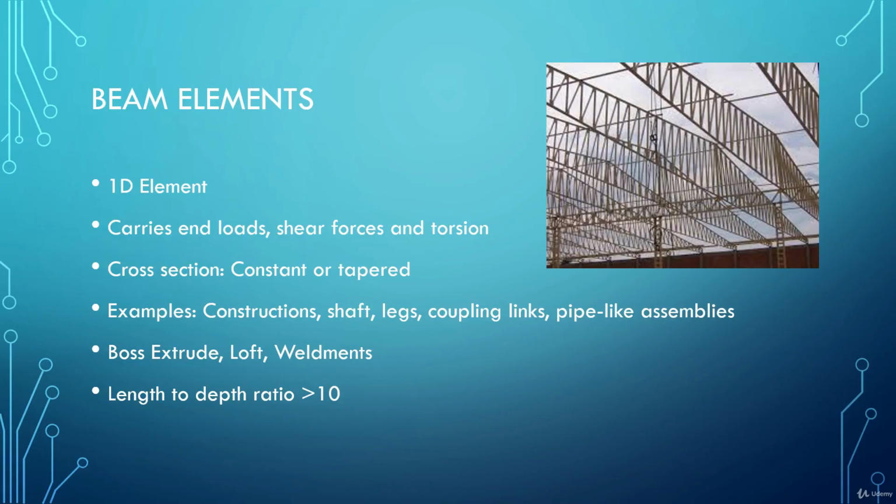Some examples are constructions such as shafts, legs, coupling links, pipe-like assemblies, and so on. We can create an object that will be treated as a beam element by using boss extrude, loft, or weldments. As well, the ratio of the length and the depth of your cross-section has to be bigger than 10.